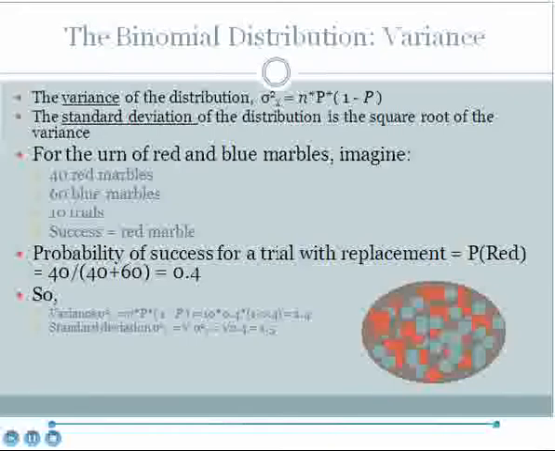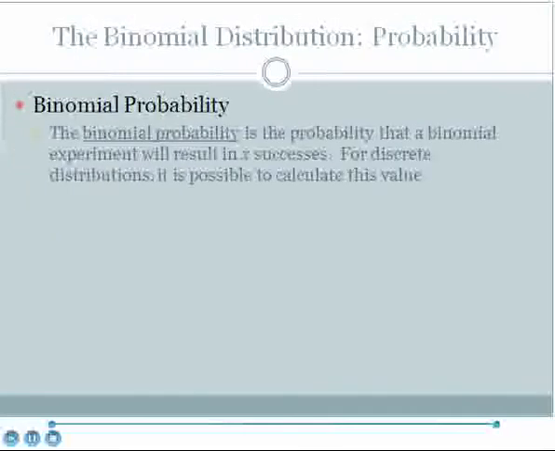The standard deviation is the square root of the variance, so we take the square root of 2.4 to find the standard deviation is equal to 1.5. This is the average distance from the mean of the distribution for the result of the experiment. Let's consider binomial probability. The binomial probability is the probability that a binomial experiment will result in x successes. For discrete distributions, it is possible to calculate this value.